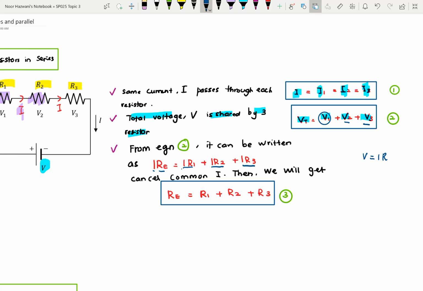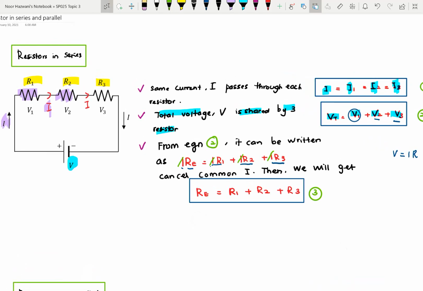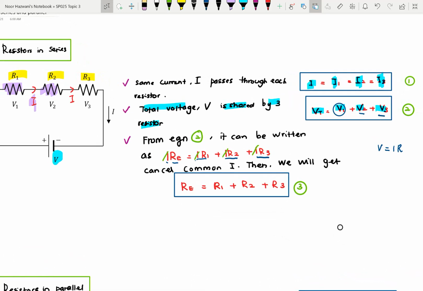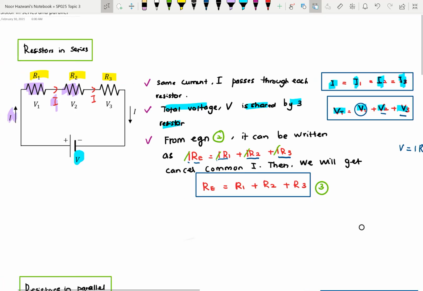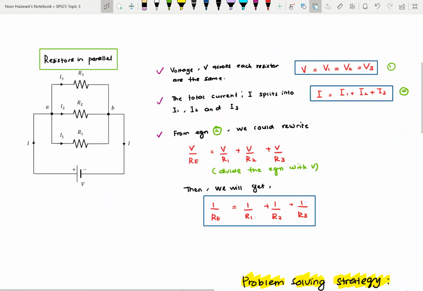And then I will cancel all the I. And then I will get, to find out the R total ataupun R effective ataupun R equivalent is equal to just total up all the resistors that you have in the circuit. So since we just have 3 resistors, R equivalent equals to R1 plus R2 plus R3. So we have 3 equations for series circuit. Okay, hopefully that is clear. And then we move to the parallel circuit.